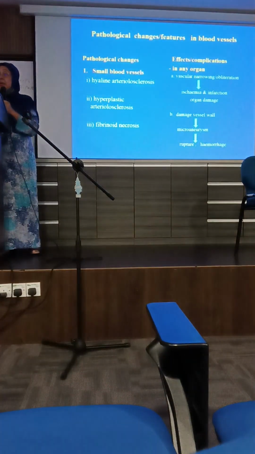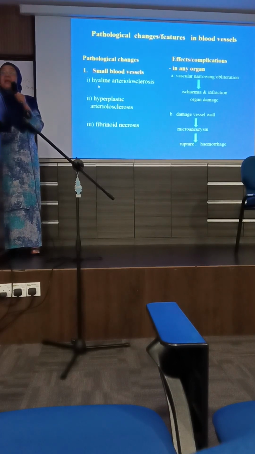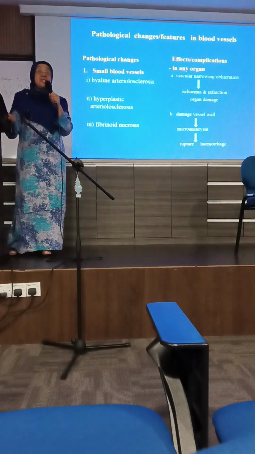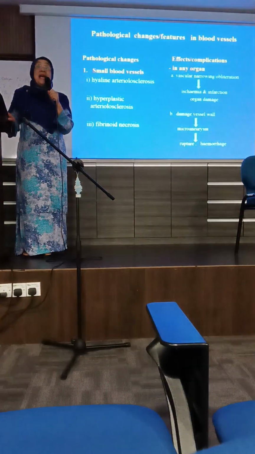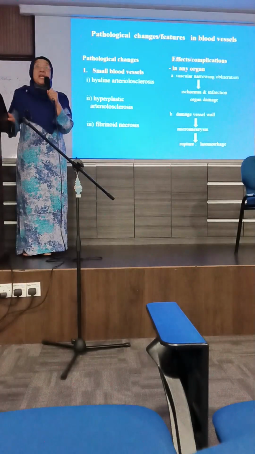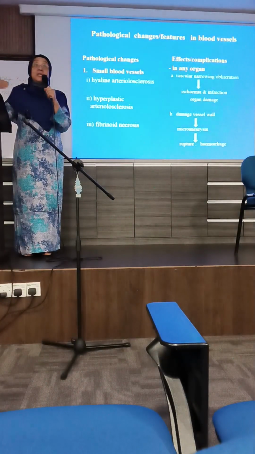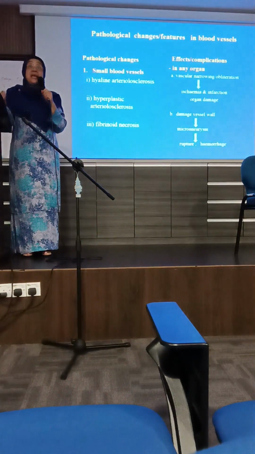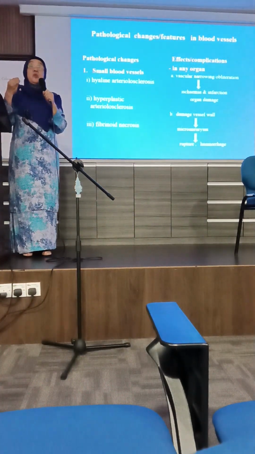Okay. Now, in the small blood vessels, it leads to what you call hyaline arteriolosclerosis, meaning there are changes in the wall leading to hyaline material deposition in the wall of the artery. Arteriolosclerosis is a terminology related to pathology of the blood vessel, but exactly what it is is hyaline deposition. Therefore, the wall is thickened.